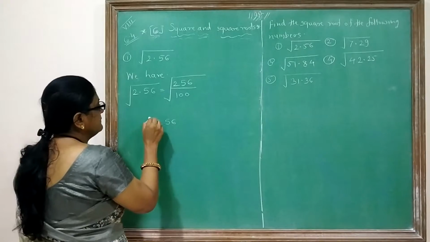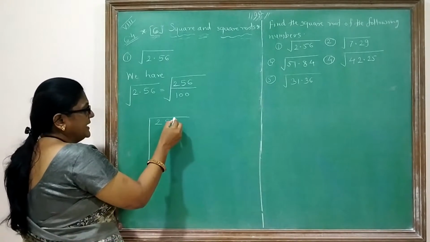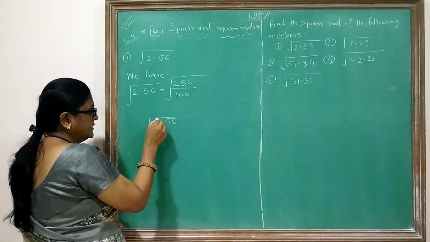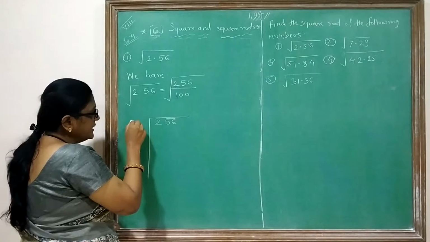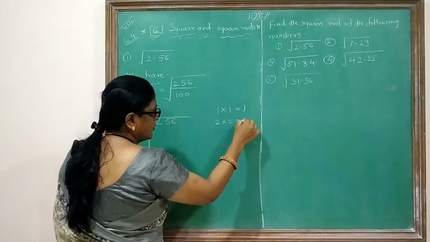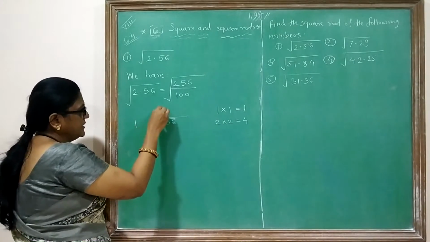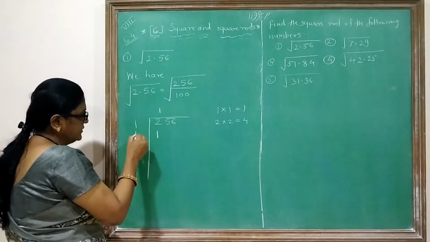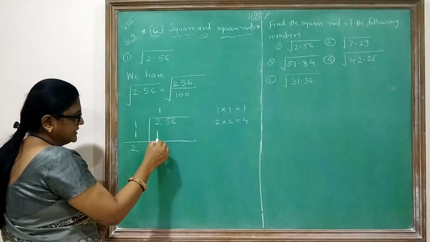Again you will make the division method here. Make a pair, that is this 1, then 2. Then 1 into 1 is 1, 2 into 2 is 4, but this 4 is greater than 2. Then you will write here 1 into 1, and again you will add 1, that is 1 plus 1 is 2. 2 minus 1 is 1.